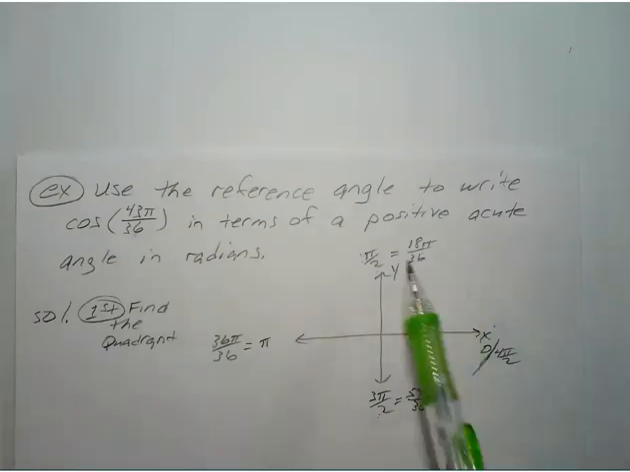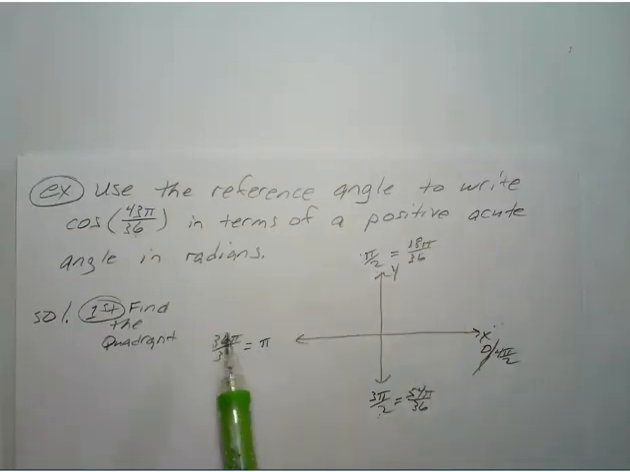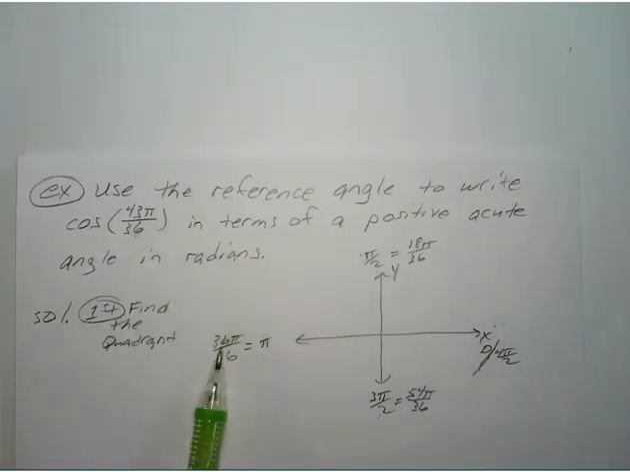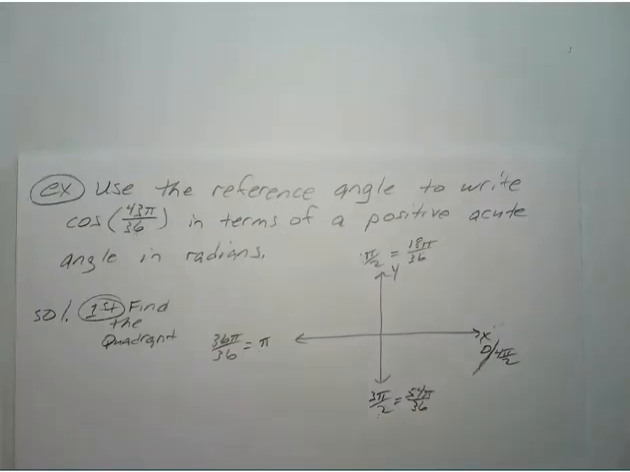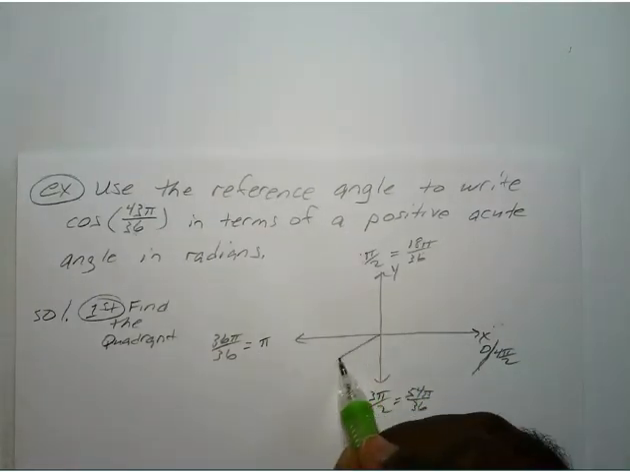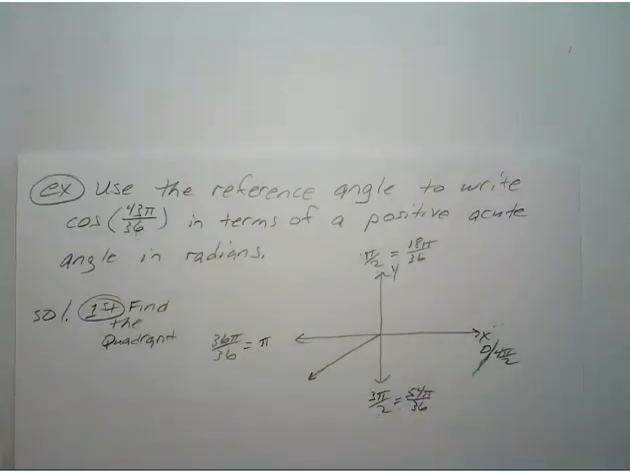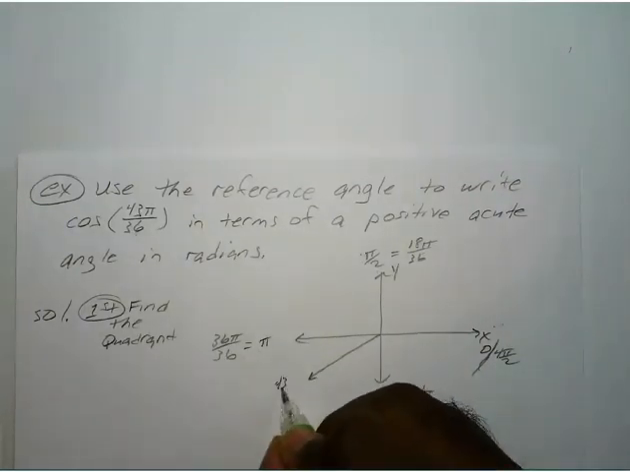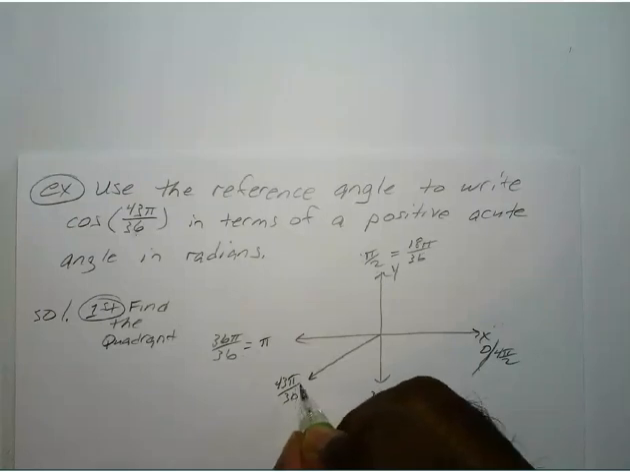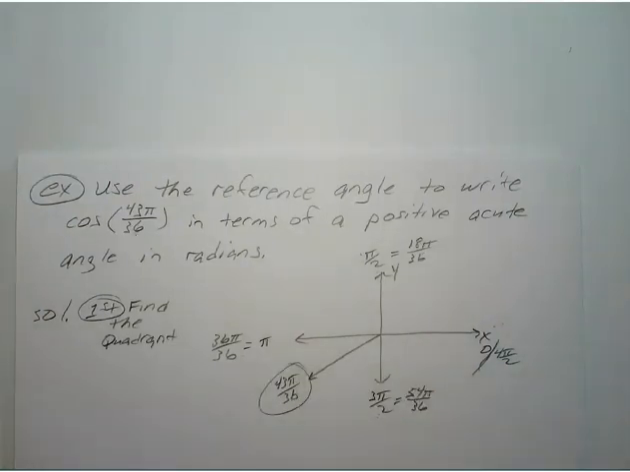All right, so we see we have 18 pi over 36, 36 pi over 36, 54 pi over 36. So that means 43 pi over 36 has to be between 36 pi over 36 and 54 pi over 36. So we'll be somewhere in quadrant 3. So 43 pi over 36. See, it's all about matching your denominators for those 3 that you already know.